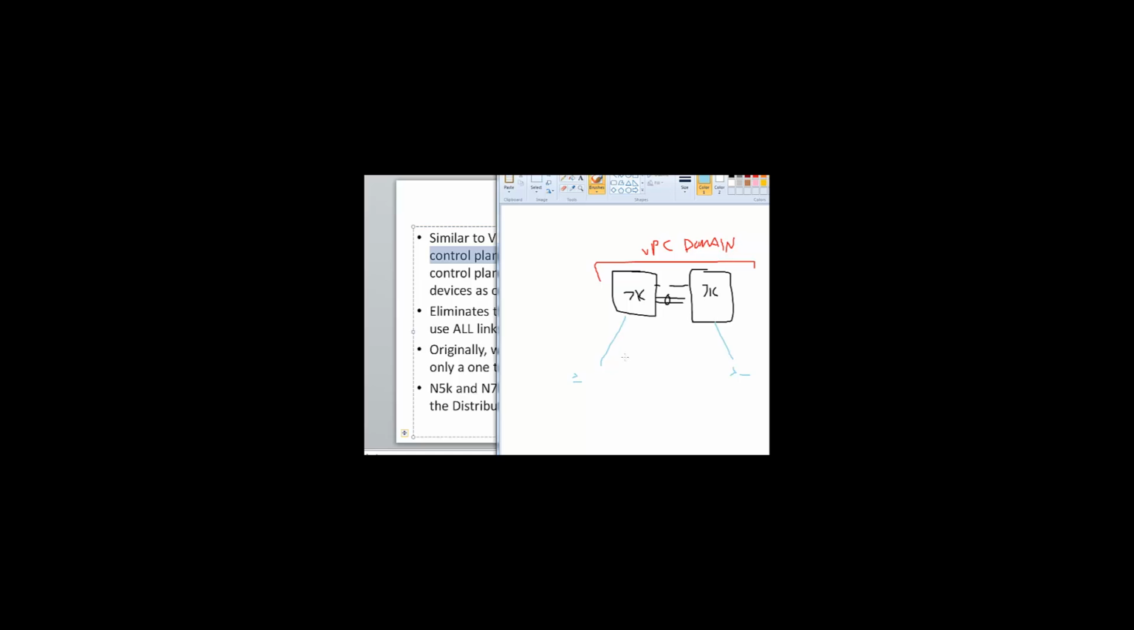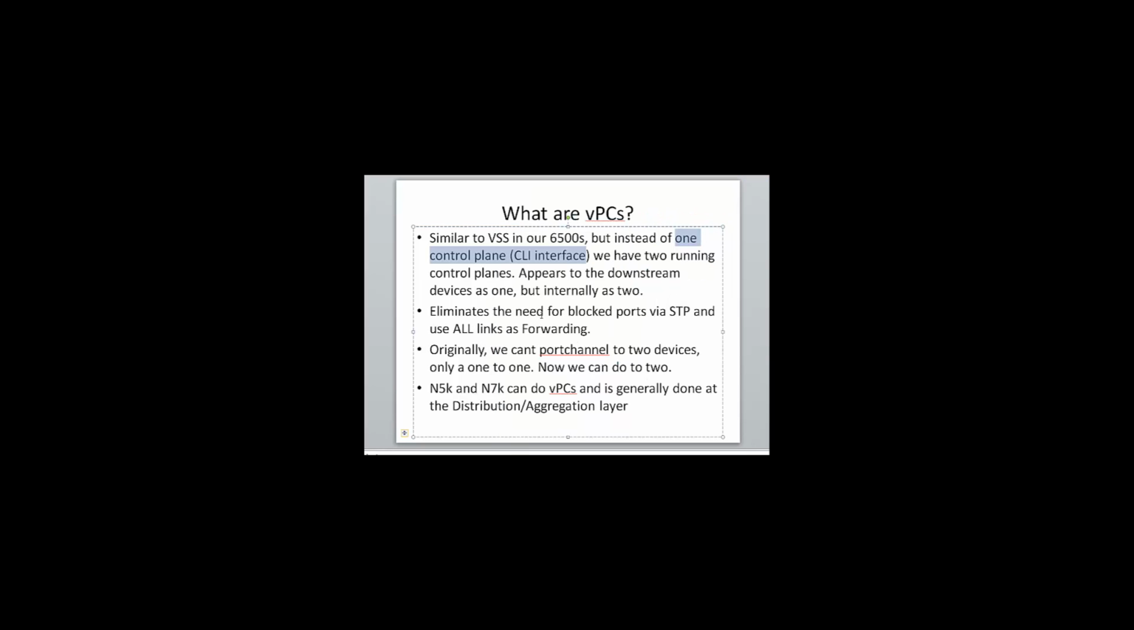Before, when we had the VSS, there was something like an active and standby, or primary and secondary. If I plugged into the primary, I would get a console prompt. If I plugged into the secondary, I would get something to the effect of, this is the read-only peer, go to the other one to do your configuration. So now we have two brains working, two different control planes running here.